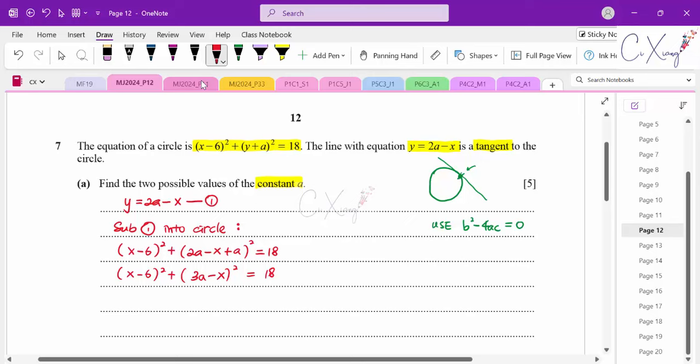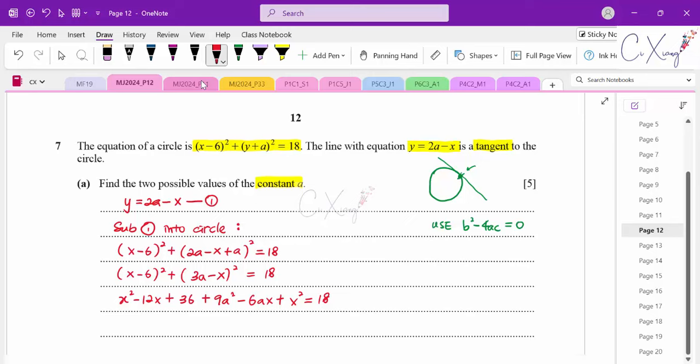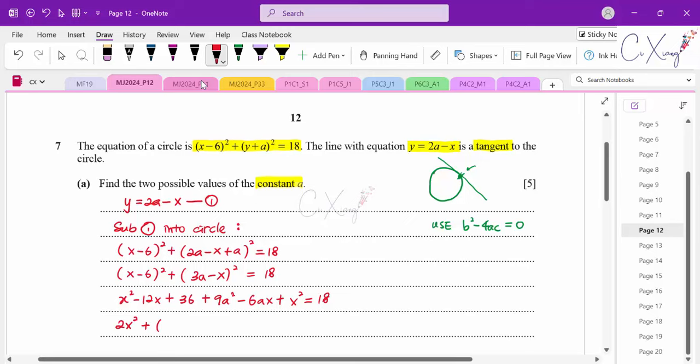And from there, we start to expand everything here. Okay, so after you expand, you'll see that in your equation, you have something with x squared and everything. And to use b squared minus 4ac equals to 0 later, I will need to rephrase my equation here into the quadratic form. So I'm having 2x squared, then plus b, b is negative 6a minus 12x. And then c, bring the 18 over, so you're having 18 plus 9a squared.